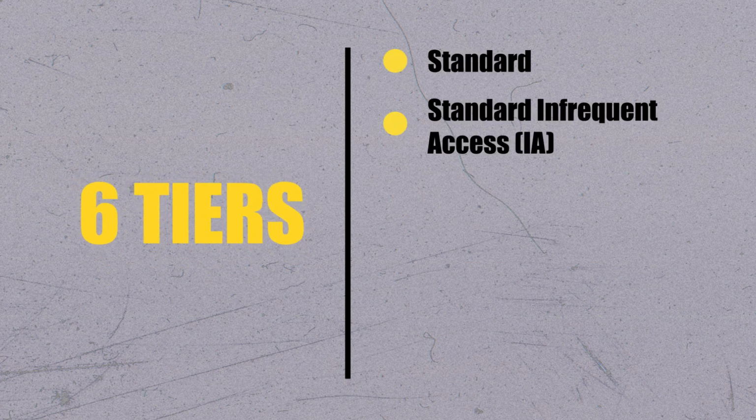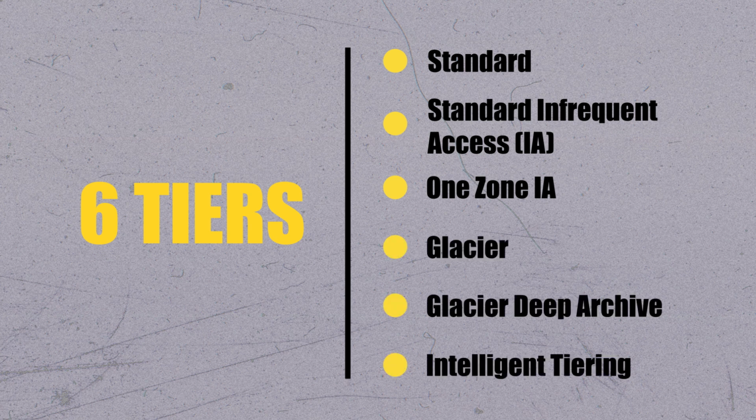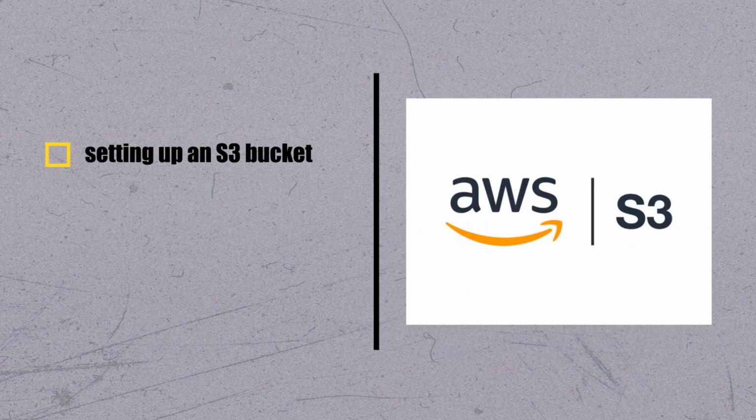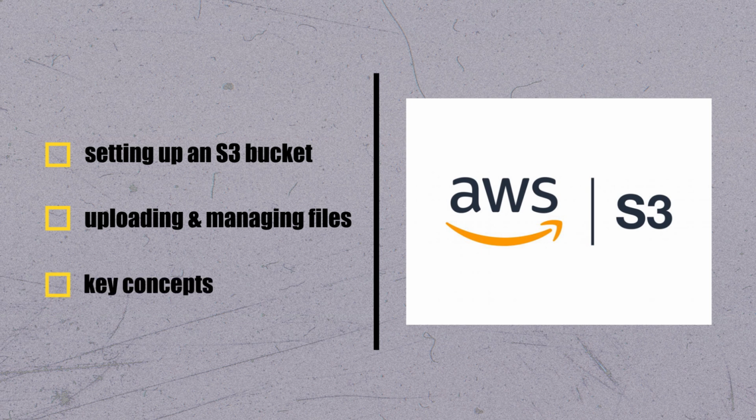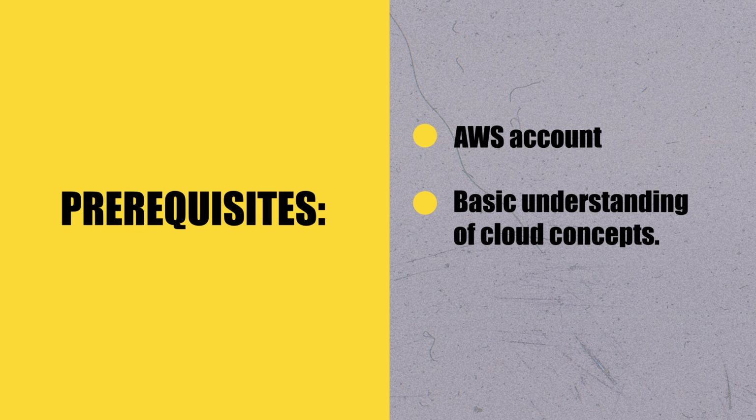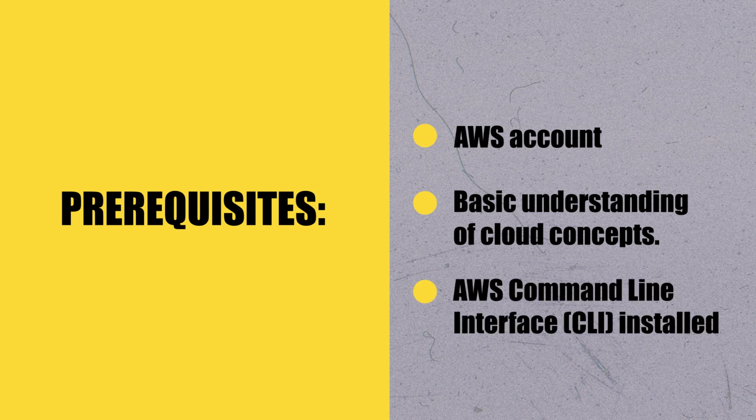S3 has 6 tiers: standard, standard and frequent access, one zone and frequent access, Glacier, Glacier Deep Archive, and machine learning backed intelligent tiering. In this tutorial, I'll guide you through the process of setting up an S3 bucket, uploading and managing files, and the key concepts. To get the most out of this tutorial, you should have the following: an AWS account, a basic understanding of cloud concepts, and the AWS command line interface installed.